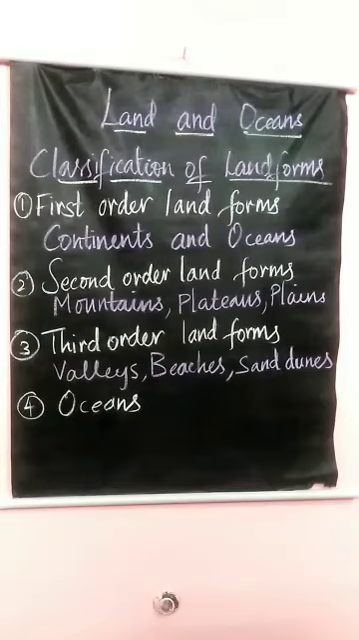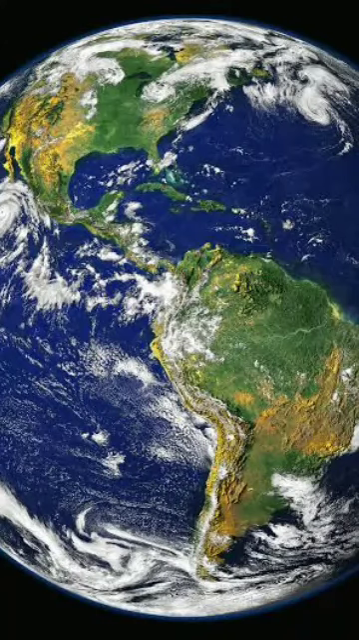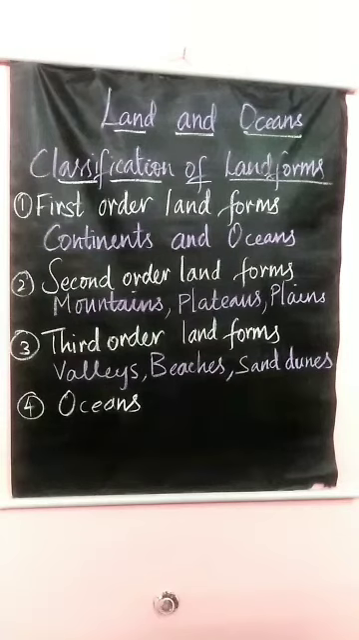Land and oceans. The earth is covered by water, which occupies 71%, and land that occupies 29% of the earth's surface. Children, how do we classify landforms? First order landforms: we have continents and oceans. Second order landforms: mountains, plateaus, plains. Third order landforms: valleys, beaches, sand dunes.